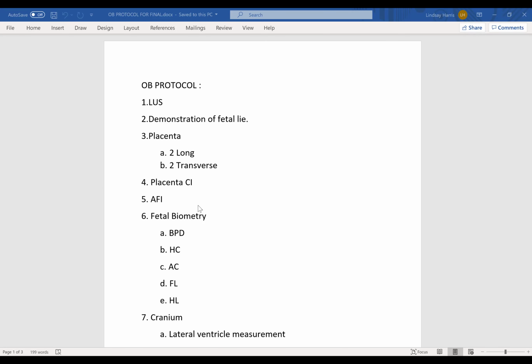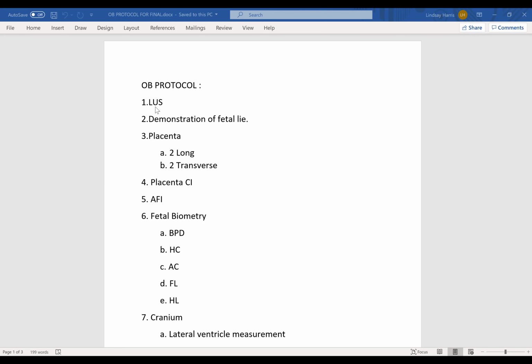So the first thing I wanted to show you is a generalized OB protocol. Everybody is going to have different protocols where you work. Where I work is a maternal fetal medicine place, so this is all we do. Our protocols may be a little bit more detailed than some hospitals. But wherever you are in clinicals, you'll follow their protocol. This is just a sample that I want you to get familiar with.